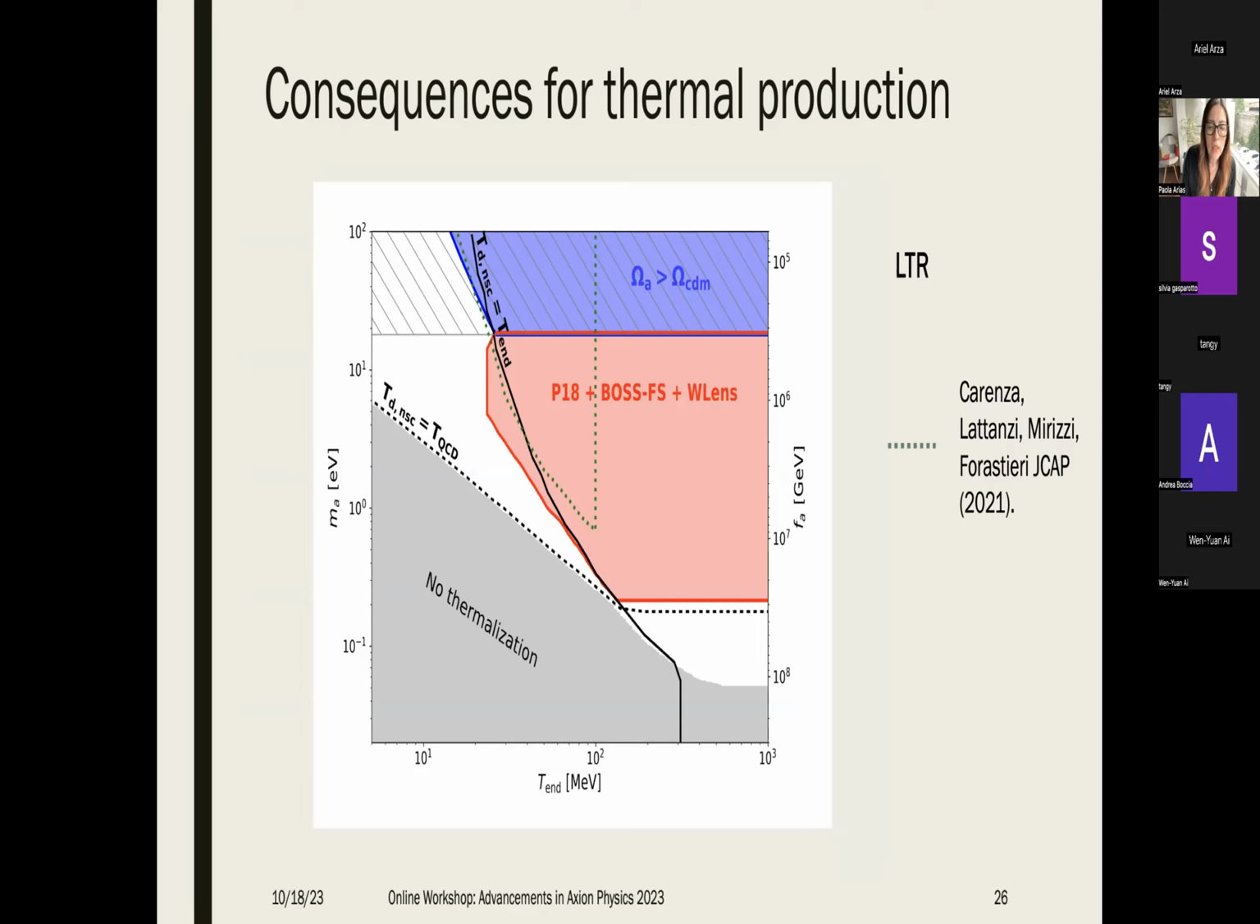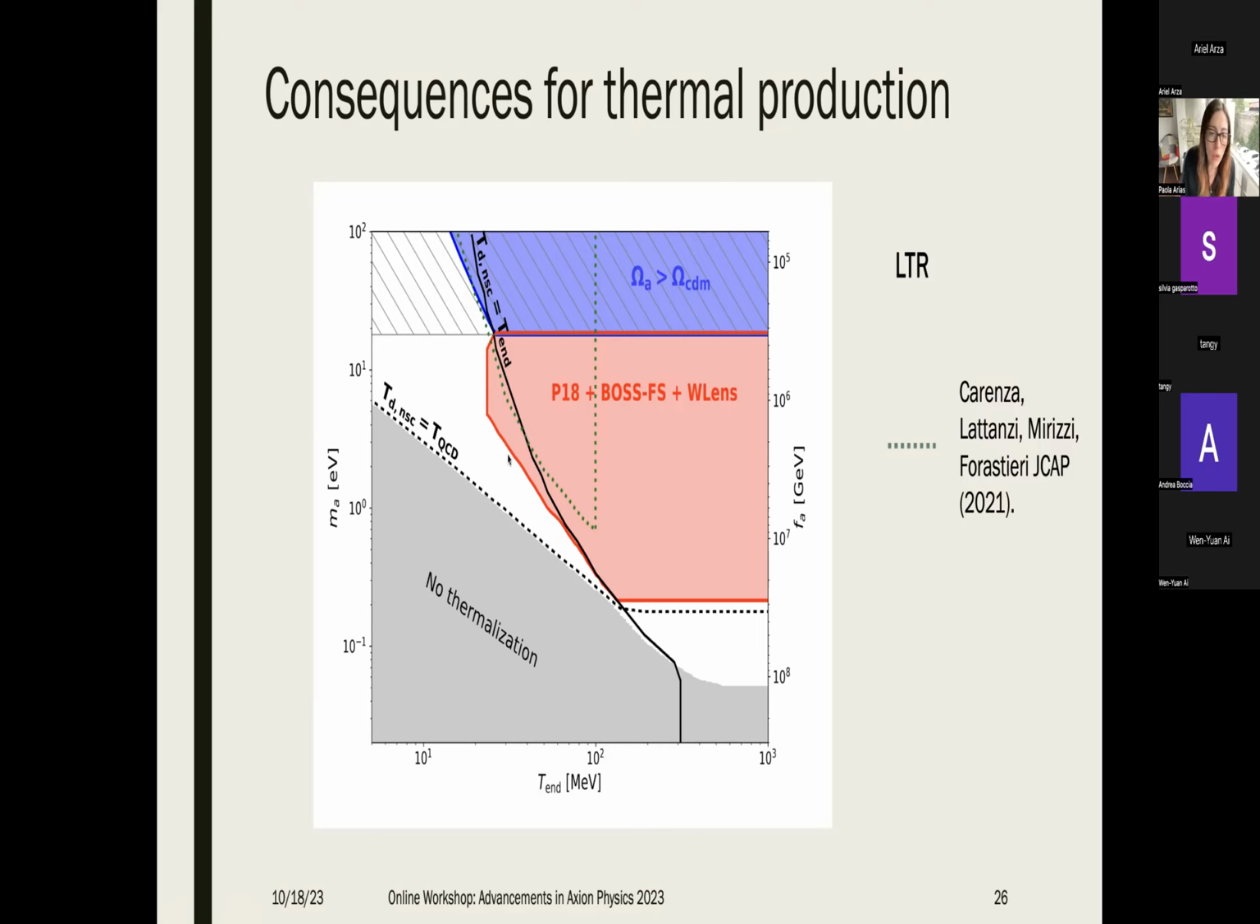So everything in the red region is excluded at 95% confidence level. Here we mark some important temperatures where the decoupling temperature is equal to the QCD temperature, or the decoupling temperature is equal to the Tn. And this one is interesting because everything to the right of this curve, all the decoupling of the axion to the right of this curve happens during the standard cosmology, so after the non-standard cosmology has ended.